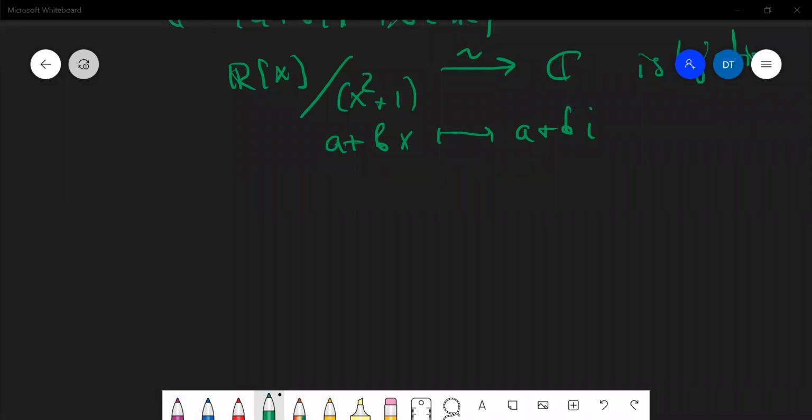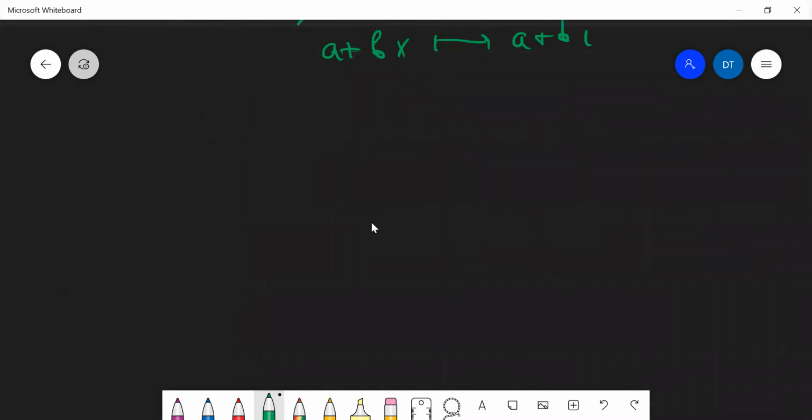Let's try to discuss a different example. Let's take Q[x] and let's take a quotient by a polynomial, let's say x cubed minus 2x. Let's check what we will get. How to understand the structure of this ring?